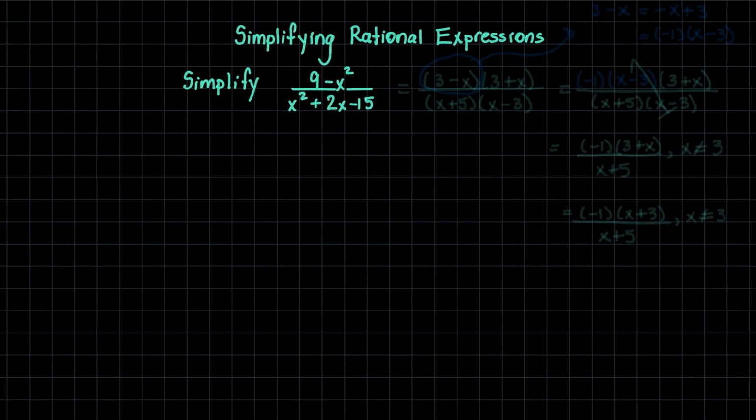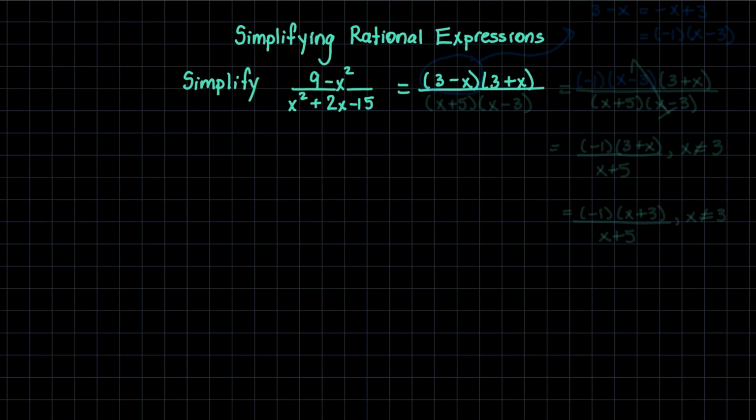Okay, let's simplify (9 minus x squared) all over (x squared plus 2x minus 15). Right now, we have all terms. We don't have any factors, so we're going to factor the numerator and the denominator. The numerator is a difference of two squares. It's going to factor into (3 minus x)(3 plus x).